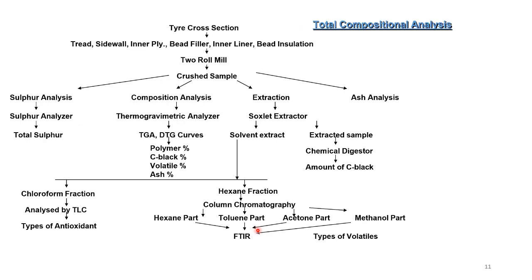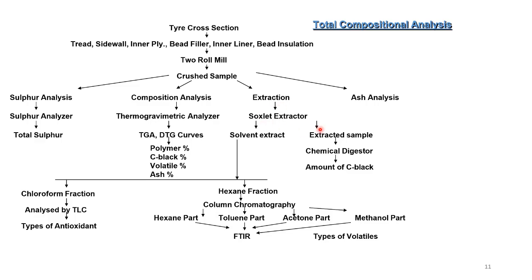This is a total composition analysis of a tire cross section. It has a tread, sidewall, inner ply, bead filler, inner filler, and bead insulation. This is a case study. The sample is roll milled and crushed. Then sulfur analysis was done; using the sulfur analyzer we can determine the total quantity of sulfur. Then composition analysis using TGA or DTA curves gives the percentage of polymer, carbon black, volatile percent, and ash percent.